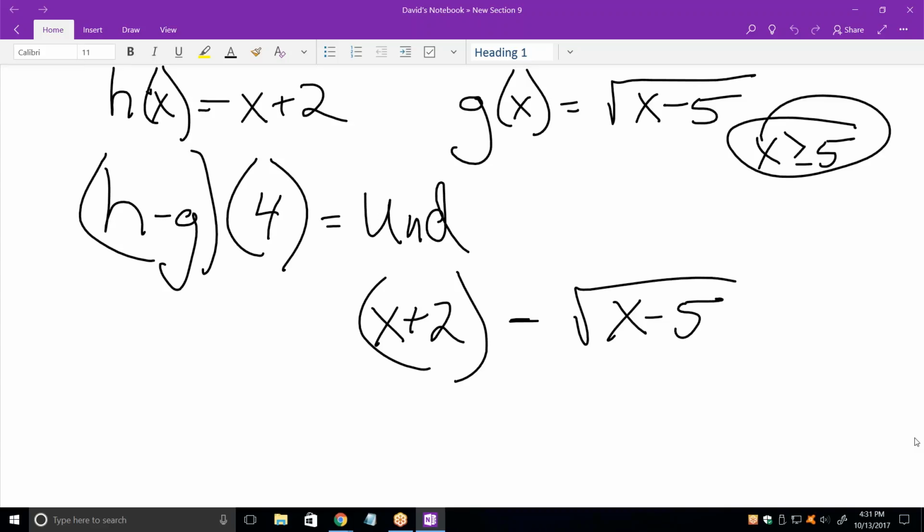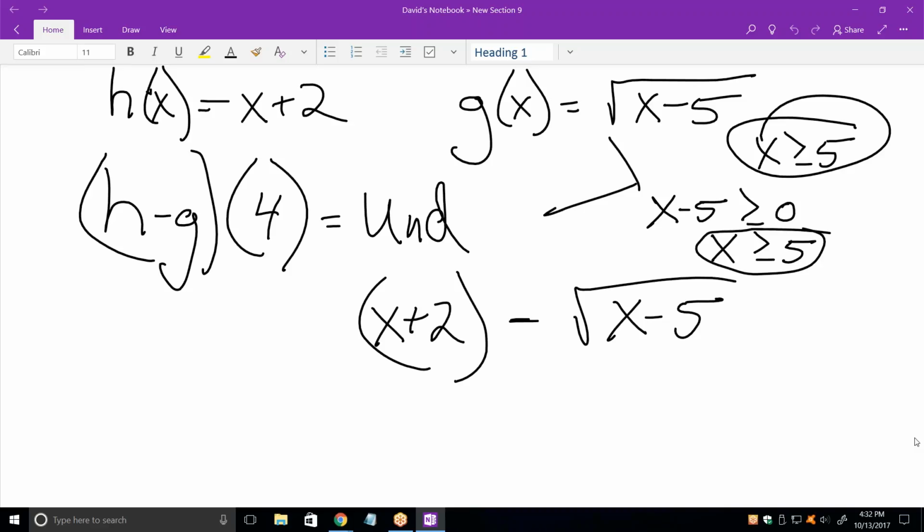Why is it greater than or equal to 5? Because here's what you do. When you have a radical sign, you take whatever is inside the radical sign, which has to be greater than or equal to 0. You can only take the square root of 0 or positive numbers. So that's what makes that true. And then if I just solve that, I get that. So I know that I'm not going to be able to plug in 4 into the g function. So regardless of what they're doing, doesn't matter.